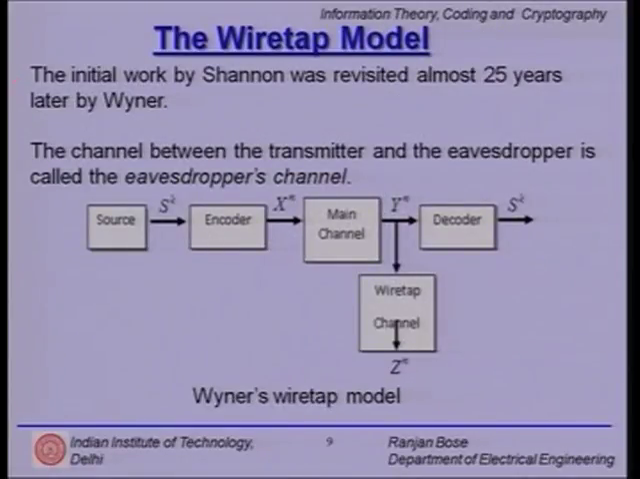We had also looked at the wiretap model, which was initiated by Wyner almost 25 years later. And here we have the source. It goes through an encoder which generates X^n, where n is the block length of the code, which is sent over the main channel. But this main channel is noisy. This is the first assumption made by Wyner, and what we get is Y^n, which is decoded back. Now, this may or may not always be correct because there is a finite probability of error. On the other hand, there is a wiretap channel which is also noisy, and the eavesdropper gets Z^n.